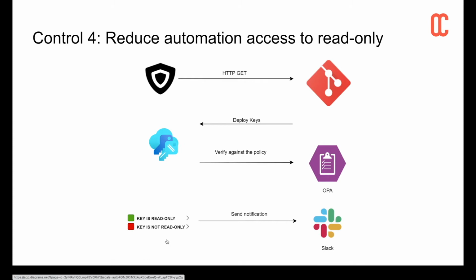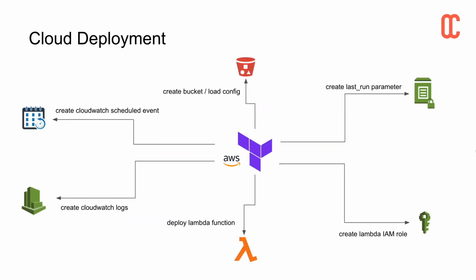In the cloud deployment of the application with Terraform, we create a Lambda function to trigger the controls on a schedule. So with Terraform, we create some AWS services such as an S3 bucket where we store the config files and the policies for the application. Then we create a Lambda function to trigger the application. Then we create CloudWatch logs to store the logs of the Lambda function. And then we create a CloudWatch event to run the Lambda function on a schedule.